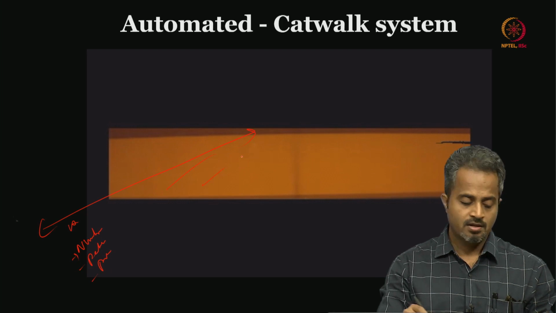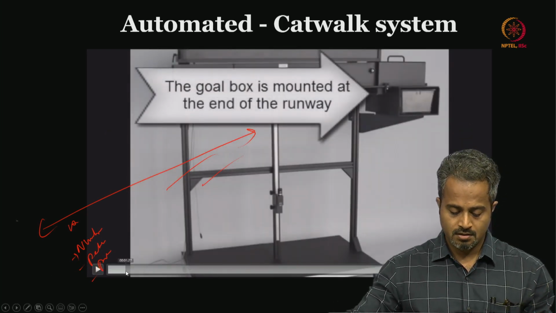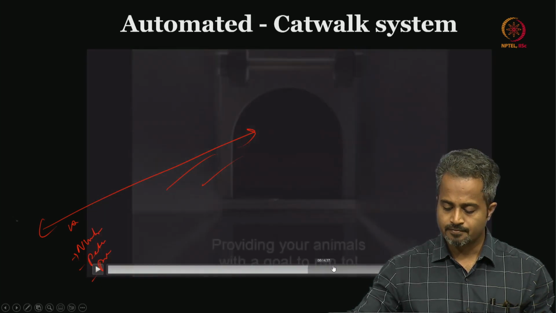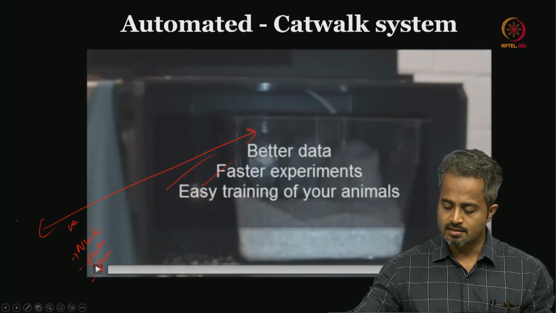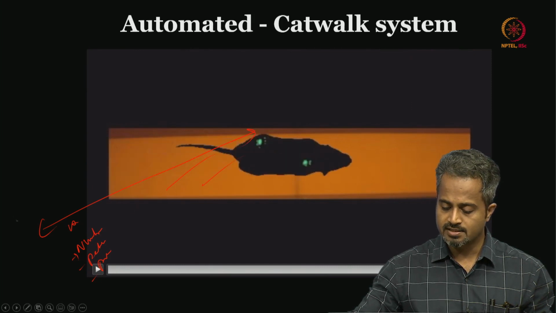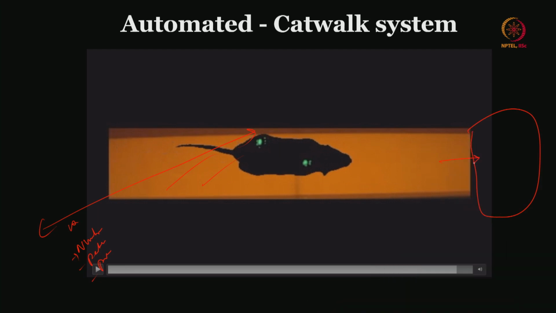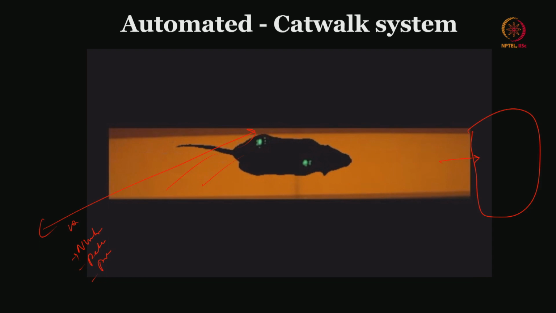This strip, I'll just run it again. So if you see that as the rat runs towards the feed that is kept at the end of the tunnel there, it runs towards it because it is motivated to run. That is the idea of having that entire feeder box at the end of the tunnel.